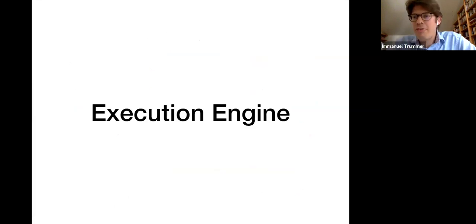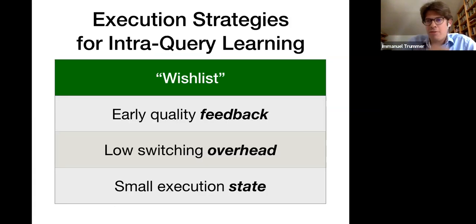Now, I already announced that in order to make this process efficient, we want a specialized execution engine. Let's see what kind of properties we would like from that execution engine. So here you see some kind of wish list that we have for the execution engine in order to support this reinforcement learning approach well.